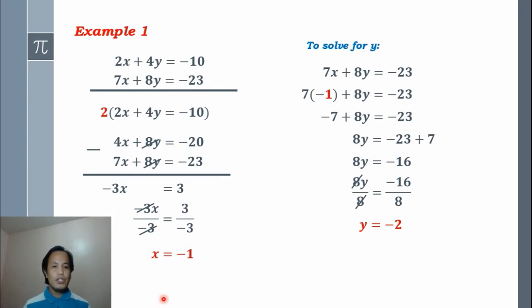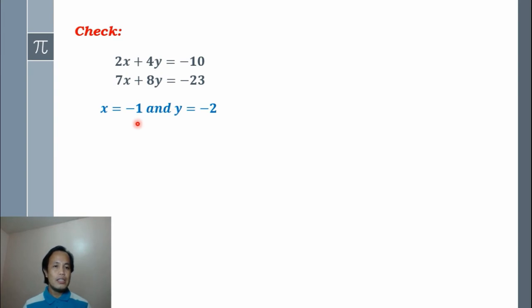Now to check if these two variables are correct, we have to go back to our original equation: 2x plus 4y equals negative 10 for the first equation, and 7x plus 8y equals negative 23 for the second equation. And our values are x equals negative 1 and y equals negative 2.